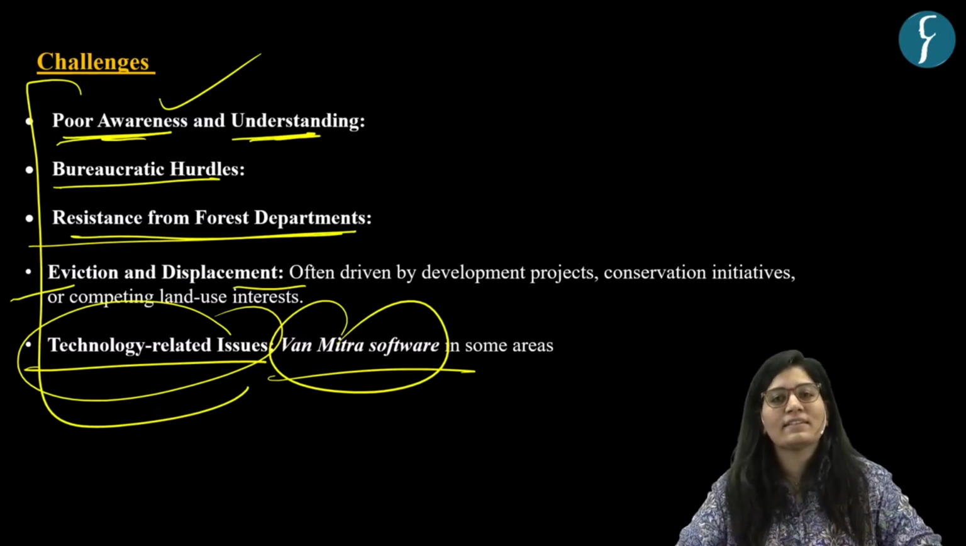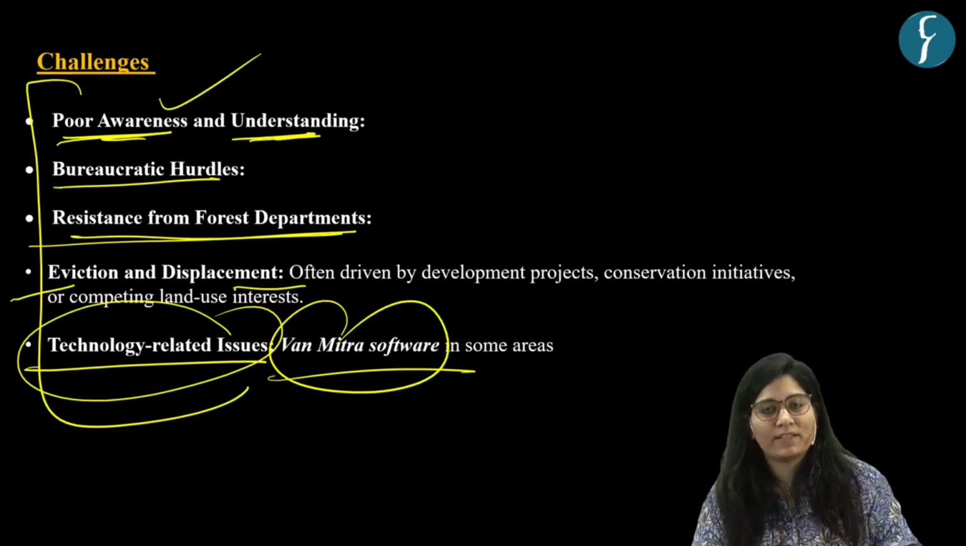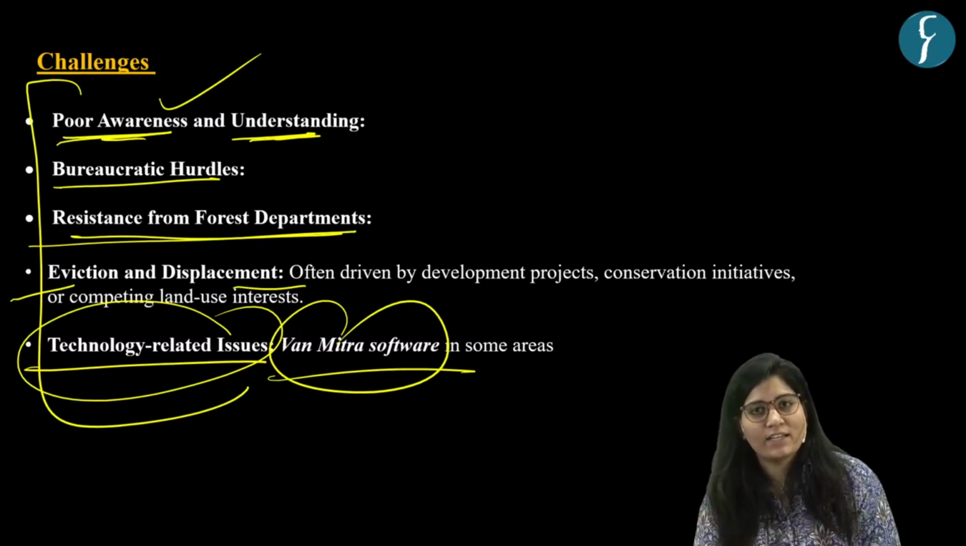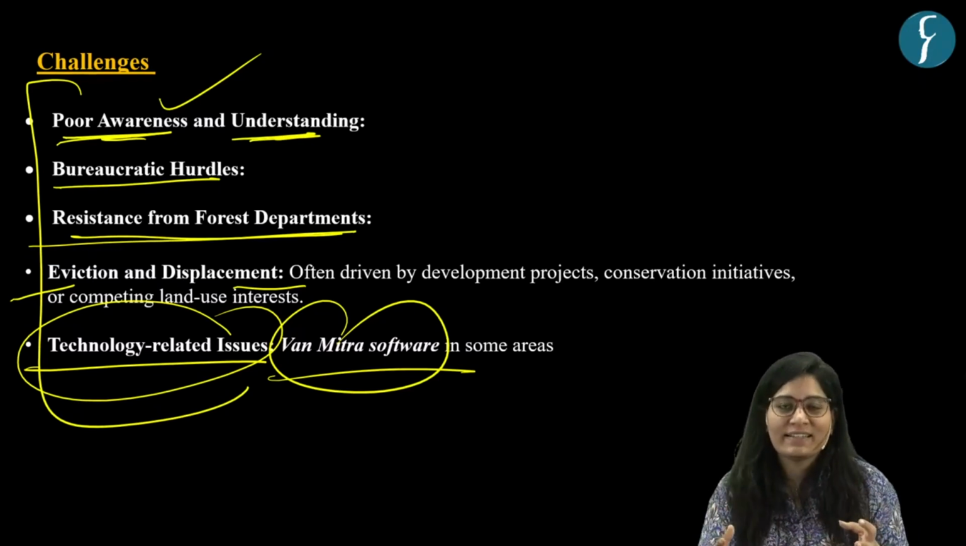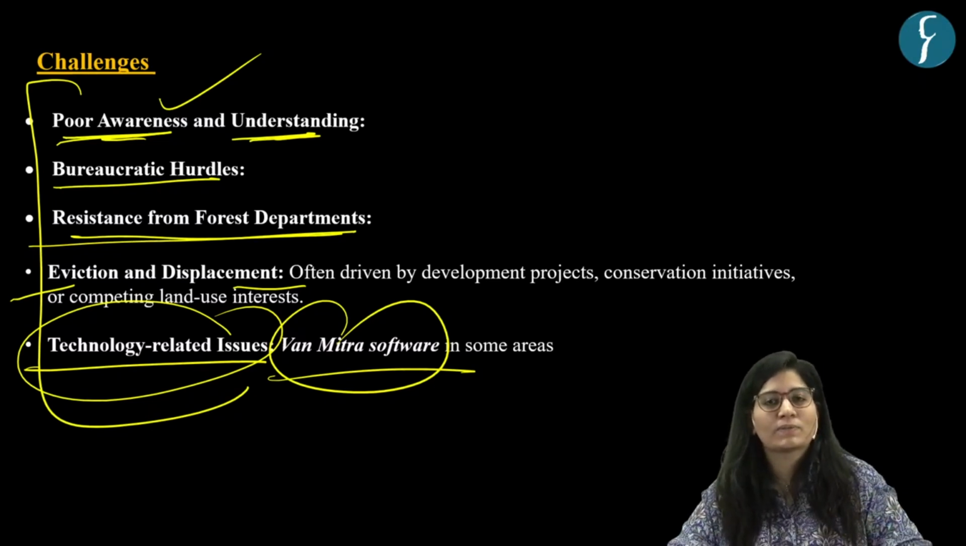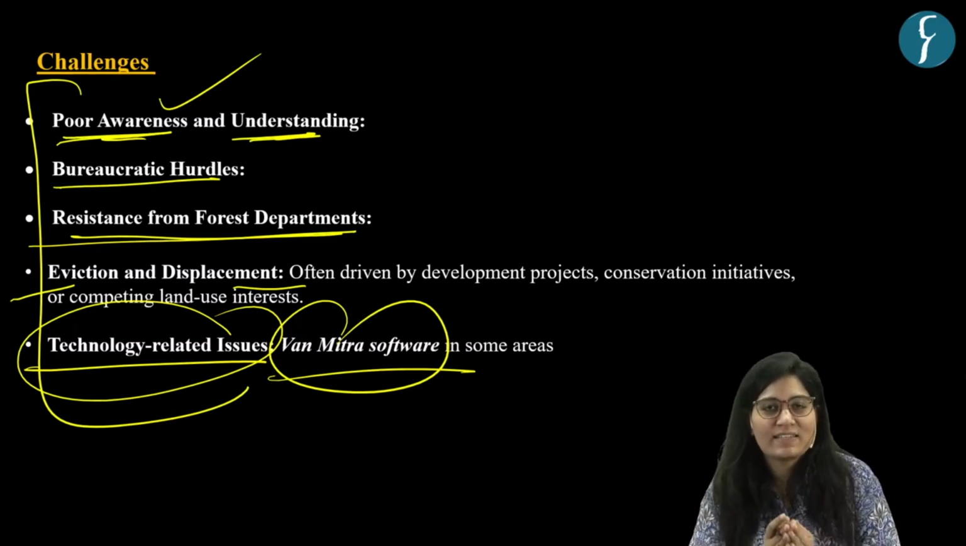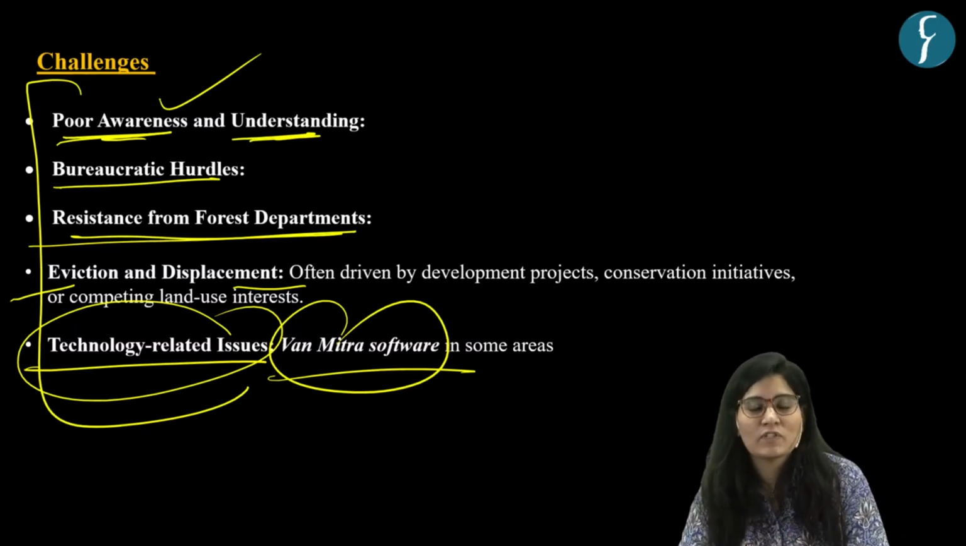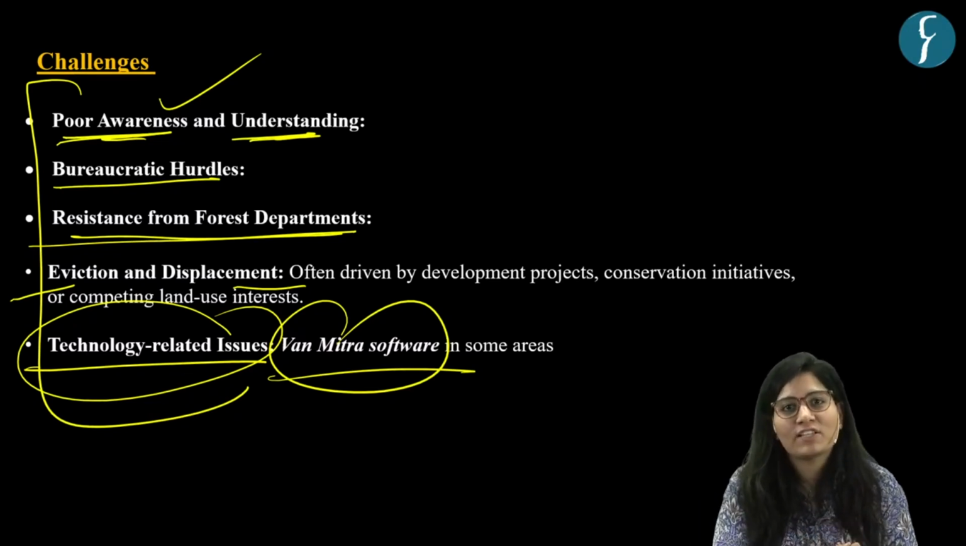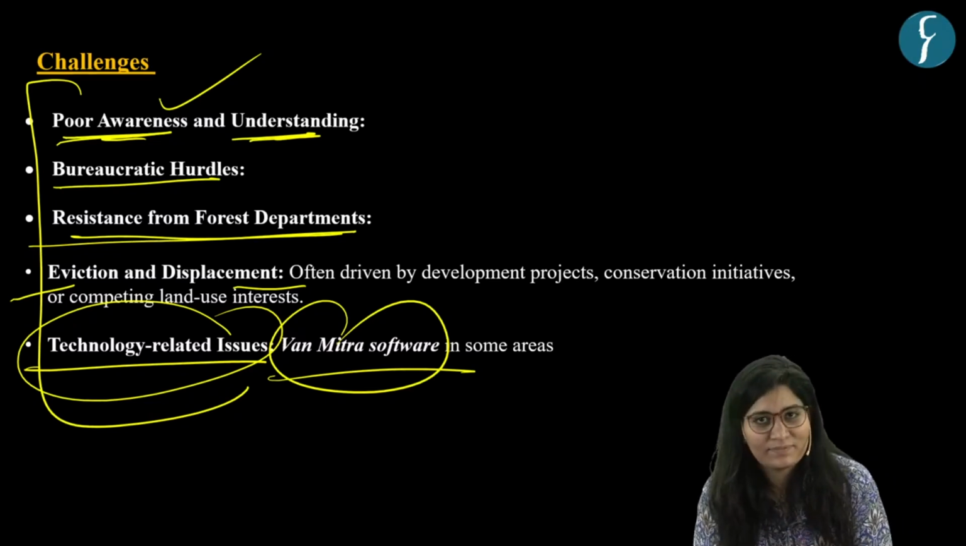So having seen the challenges, having seen the benefits, having seen the objective of this act, what is the need? Need is a collaborative effort of government agencies, civil agencies, individuals. For what? For better implementation of Forest Right Act 2006. Okay.